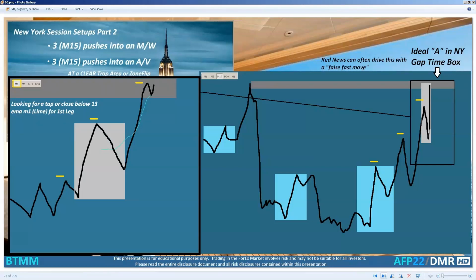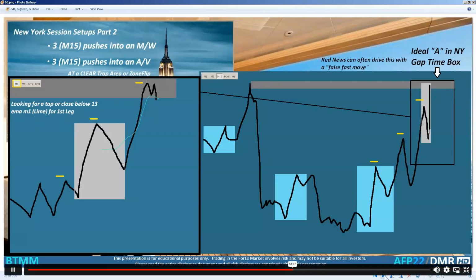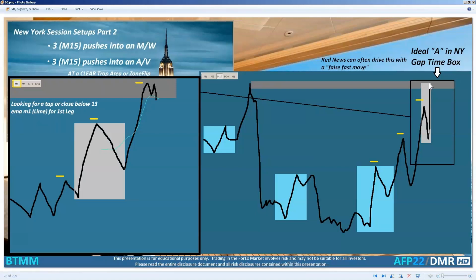All right, so we have our tap, and then we have our pullback. Okay, and then we have our M, closes below. Right, it did this. The mystery pair that shall go unnamed at this point did this today. Right at this time, right at the end of the gap time box. It's just awesome.